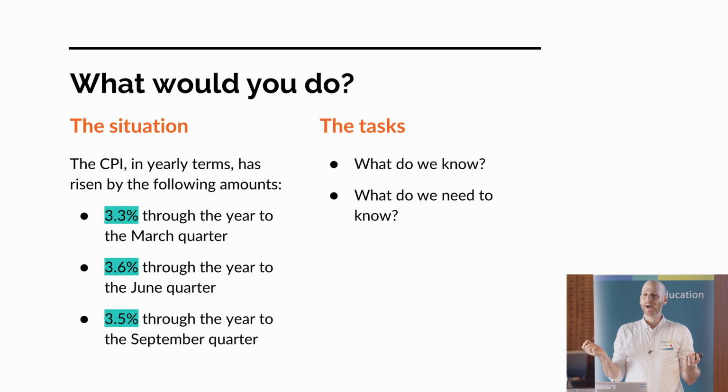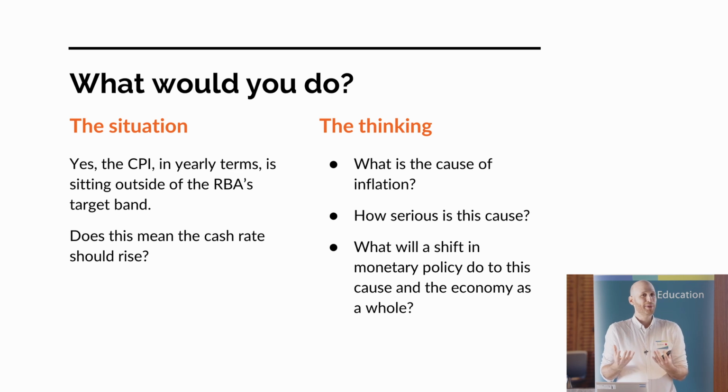And then what we can think about is, all right, you've got this information. What do you need? Well, what do we know? What is this actually telling us? But I think more importantly, in encouraging students to think, what else do we need to know? If this is what we're sitting at, what other questions would be useful for us to ask? What I mean is being able to say, yes, okay, CPI in yearly terms is sitting outside of the RBA's target band, but does this mean that the cash rate should rise? So are we applying the strict formula that, outside target band, cash rate's got to rise?